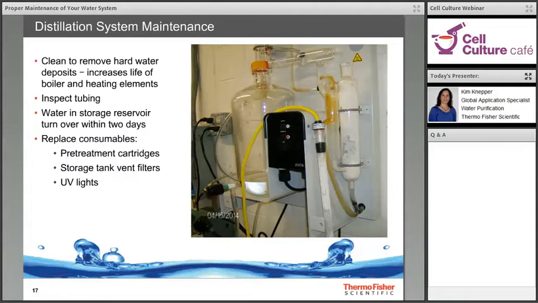The water in the storage reservoir should be turned over about every 2 days to prevent degradation and to keep the water fresh. Now, distillation systems may have some consumables as accessories. So, for instance, to reduce the frequency of cleaning, you may have a pre-treatment with some DI cartridges to remove the hardness ions before they go into the boiler. So note what kind of indicator is going to let you know when those cartridges need to be replaced. And then other consumables would include vent filters and UV lights for the storage tank. So just double check with the manufacturer to find out the recommended change-out schedule for those.